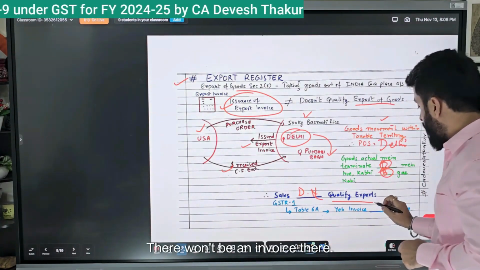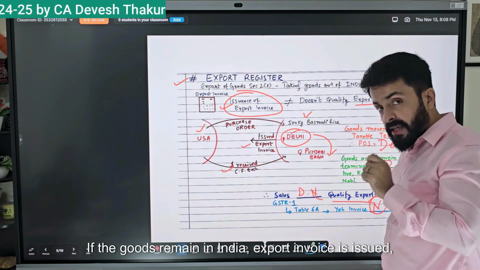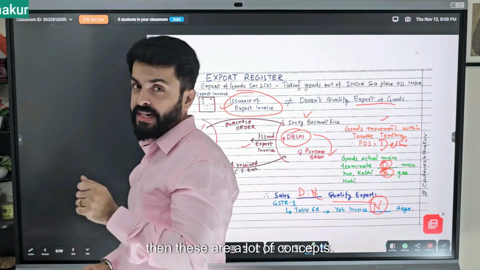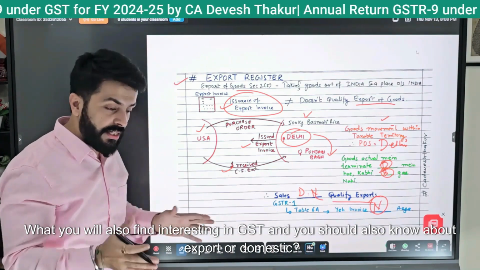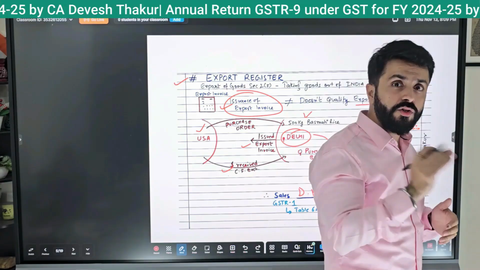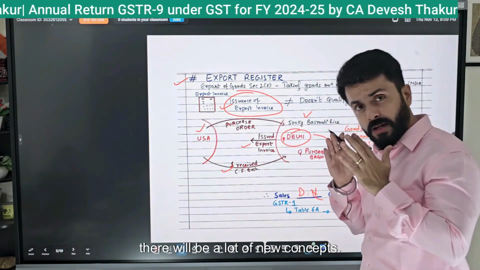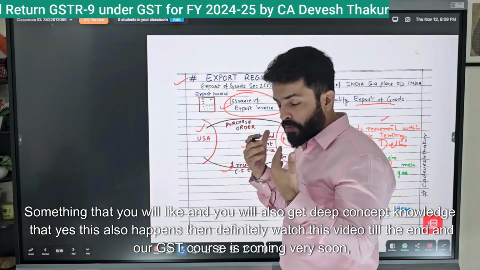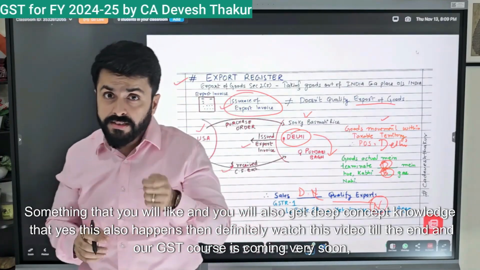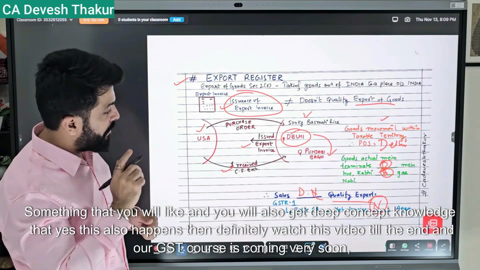There won't be an invoice there. If the goods remain in India, even if an export invoice is issued and payment is received, it is not called export. There are a lot of concepts here that you will find interesting in GST, and you should also know about export or domestic. For GST learners who are watching for the first time, there will be a lot of new concepts. You will get deep concept knowledge that yes, this also happens, so definitely watch this video till the end, and our GST course is coming very soon.